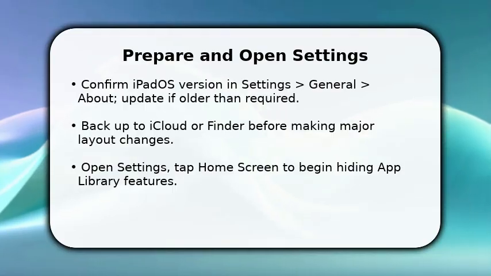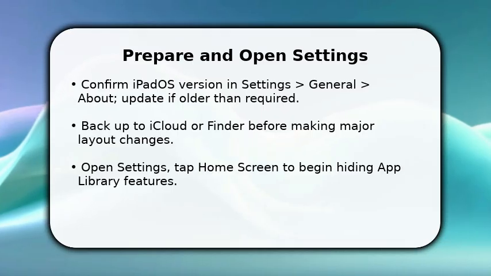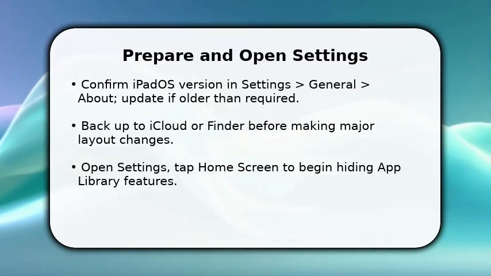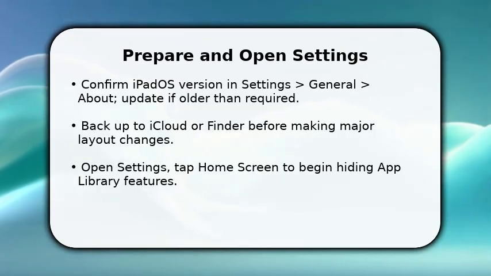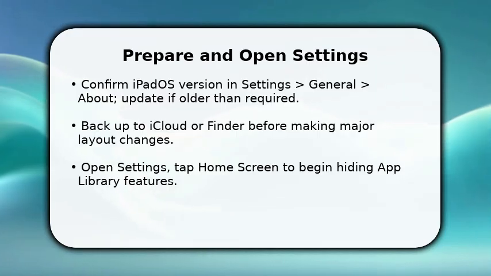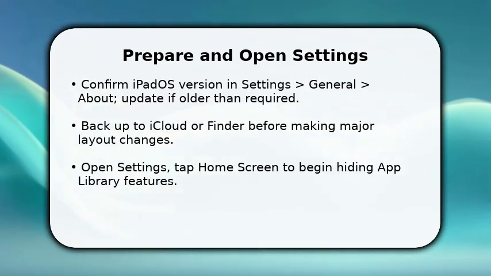You'll start by confirming system requirements and making a quick backup so you can revert if needed. Once done, open Settings and go straight to Home screen to access App Library options. Make sure your iPad is unlocked and on Wi-Fi for updates. You don't need to tinker with home screen pages yet.